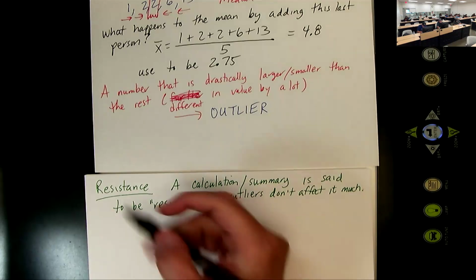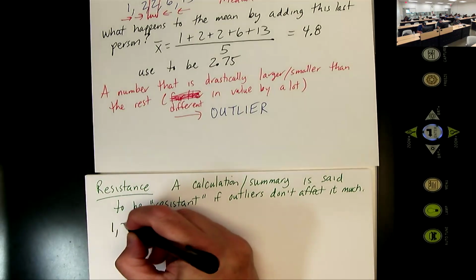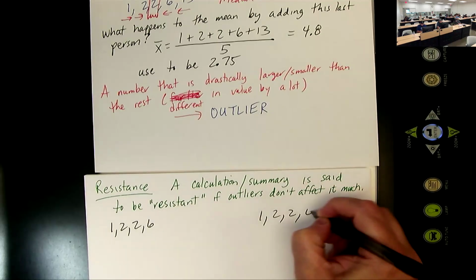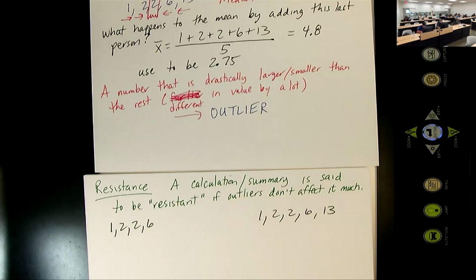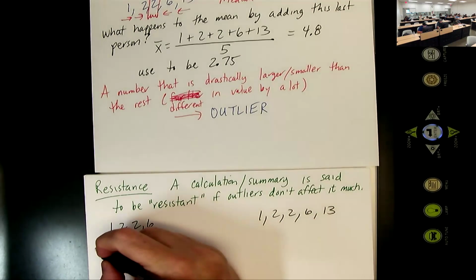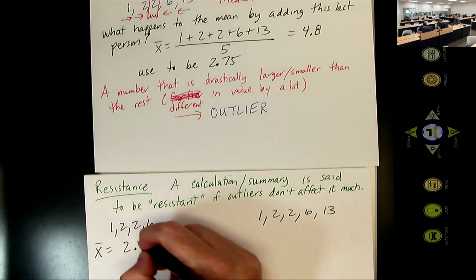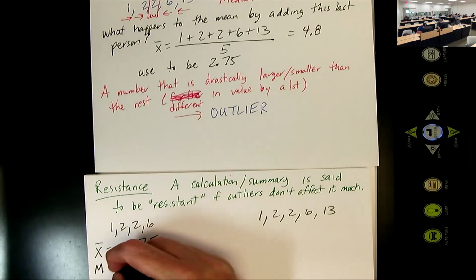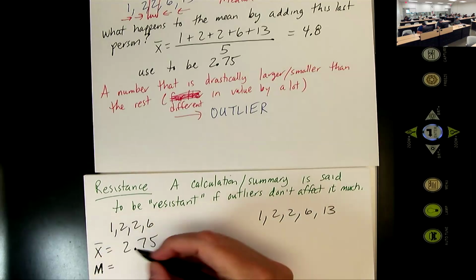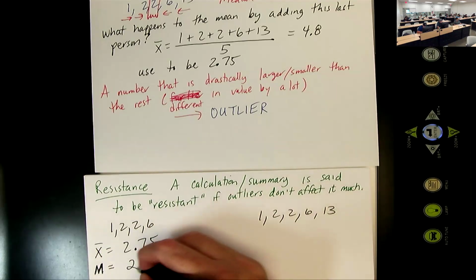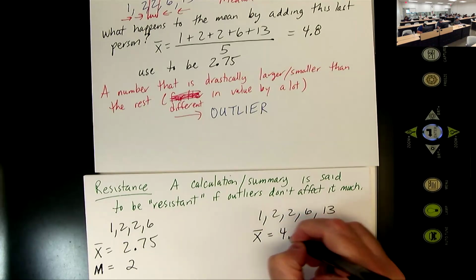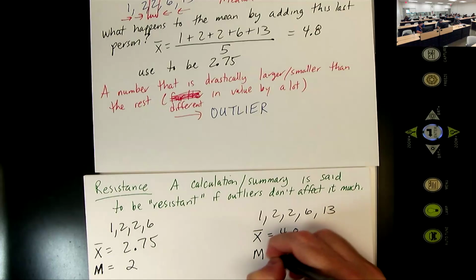So let's talk about our data sets. We had 1, 2, 2, 6, and then 1, 2, 2, 6, 13. Our mean x bar here was 2.75, and our median, which we usually use M for, was 2. And over here, when we did it, we got 4.8, and M was 2.